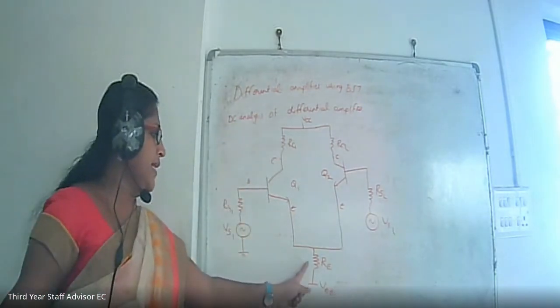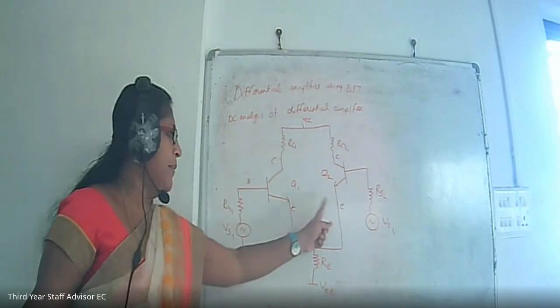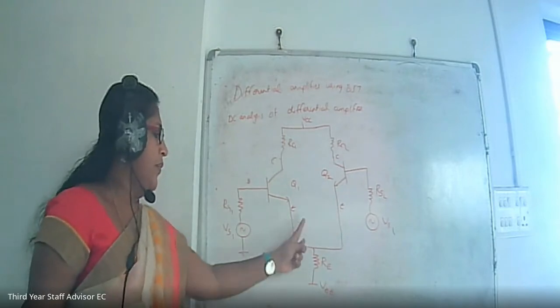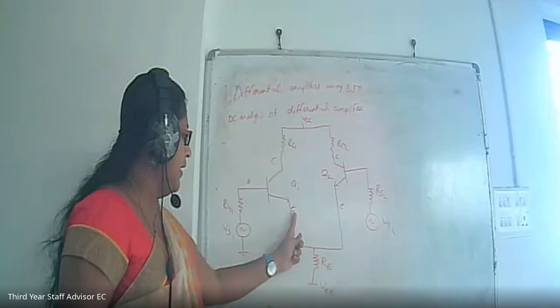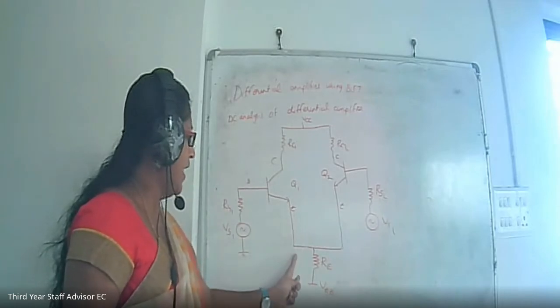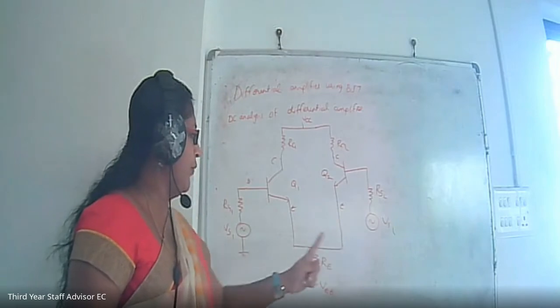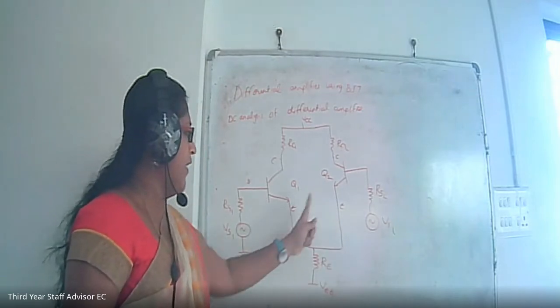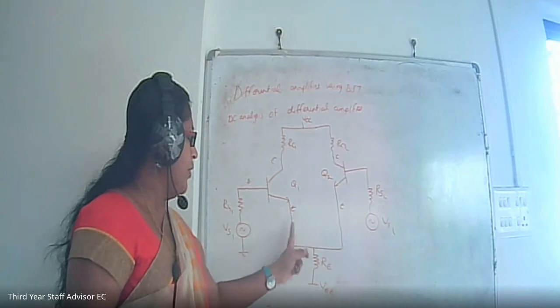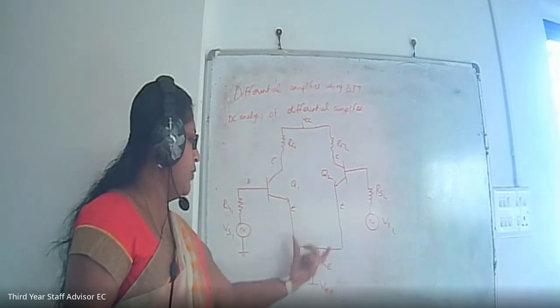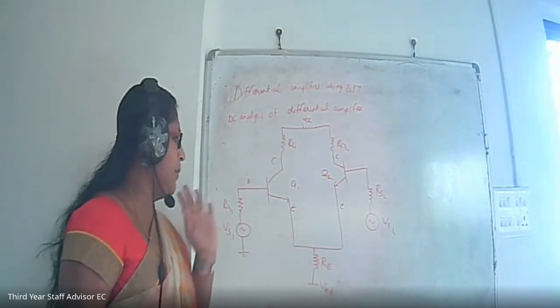Actually, this Re is common to this emitter and this emitter. Initially, a resistor is connected to the emitter of Q1, and another resistor is connected to the emitter of Q2. So this is Re1 by 2 and Re2 by 2. When we combine these two resistors, it gives Re. This is the basic circuit diagram.